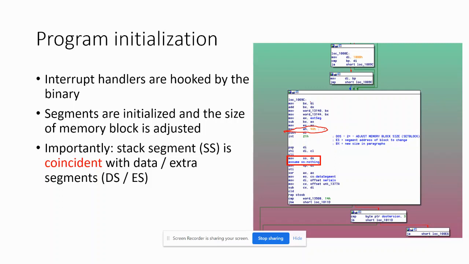And importantly, the stack segment here is made concurrent with the data segment and the extra segment. In other words, the data, stack and extra segments are all pointing to the same thing. In particular, they're pointing to the 64K memory region that starts with the data that is mapped from the binary.